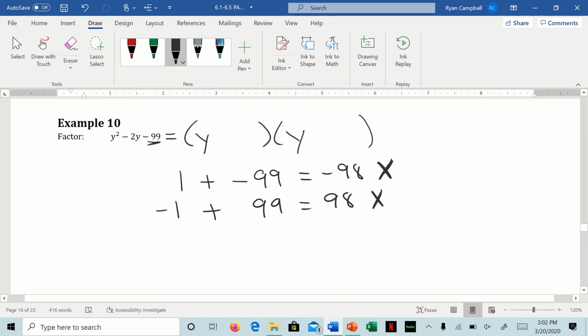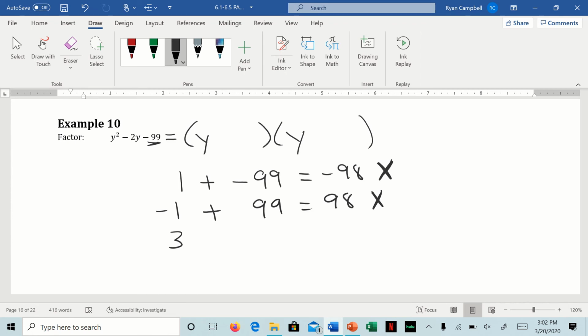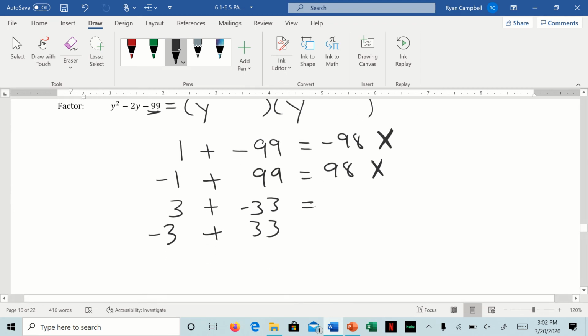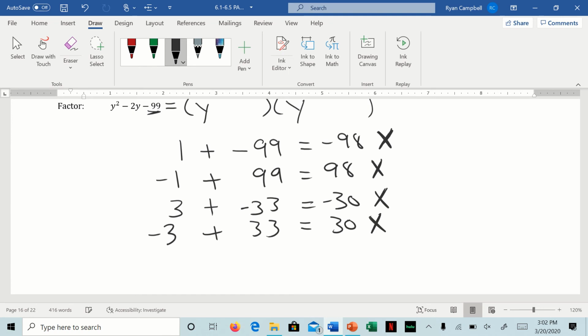All right. Well, 3 should work. So we could divide by 3, right? 9 divided by 3 is 3. So 3 and negative 33, negative 3 and positive 33. When we add these two together, 3 plus negative 33 is negative 30. Not what we want. Negative 3 and 33 is positive 30. Again, not what we want.